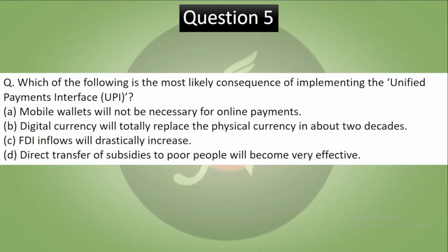Which of the following is the most likely consequence of implementing the UPI? Mobile wallets will not be necessary for online payments. Digital currency will totally replace the physical currency in about 2 decades. FDI inflows will drastically increase. Direct transfer of subsidies to poor people will become very effective.